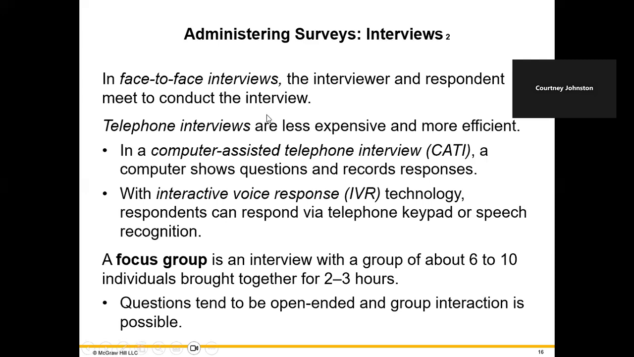Face-to-face interviews, they meet. Telephone interviews, you do it over the phone. Computer-assisted telephone interviews, the computer shows questions and records responses. Interactive voice responses, respondents can respond via telephone keypad or speech recognition.